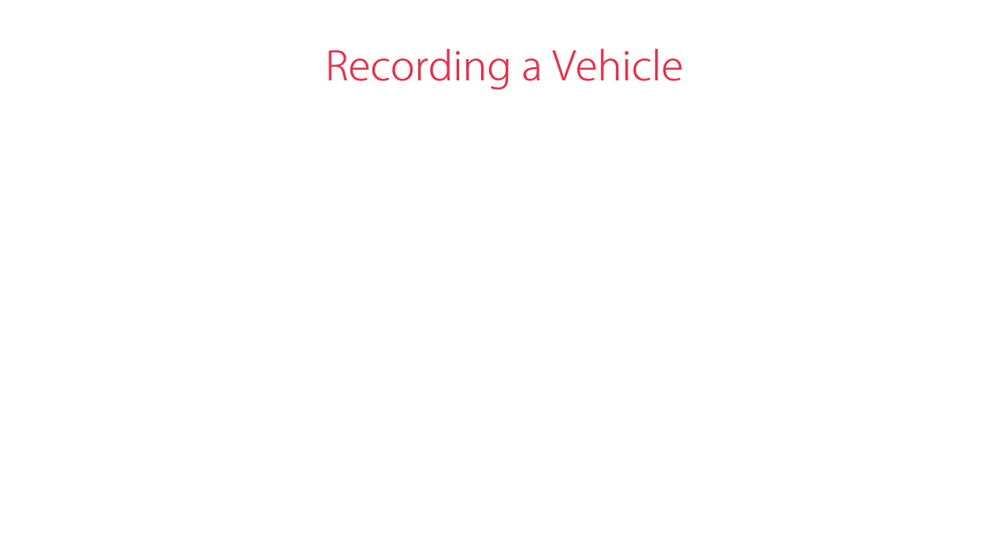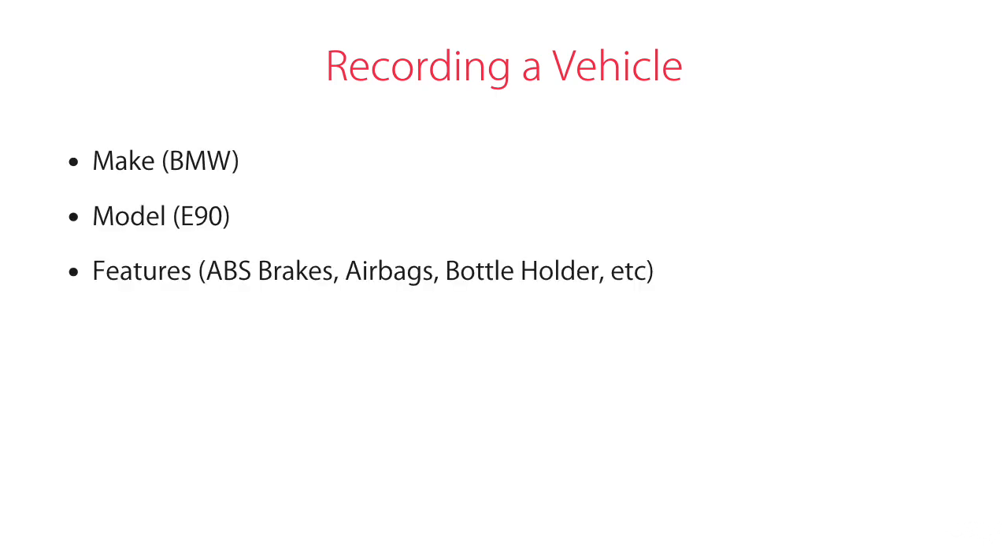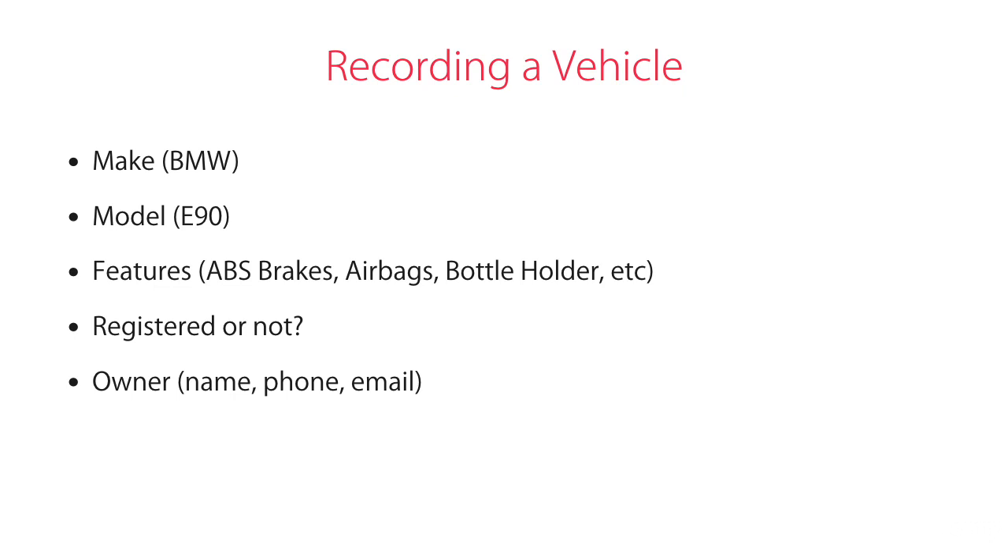Now, as part of recording a vehicle for sale, we need to know its make, its model, its features. So basically, there are a set of standard features like ABS brakes, airbags, bottle holders, and so on. So here we have a many-to-many relationship between vehicles and features. A vehicle can have many features, and a feature may be available in many different vehicles. We also need to record whether a vehicle is registered or not, the owner's name and contact information, and finally, we should also be able to upload one or more photos for each vehicle.